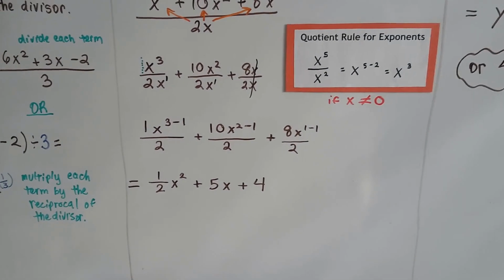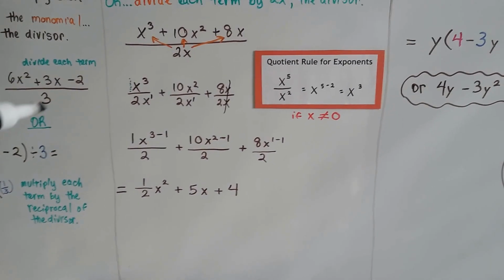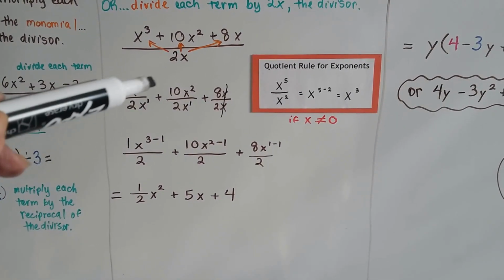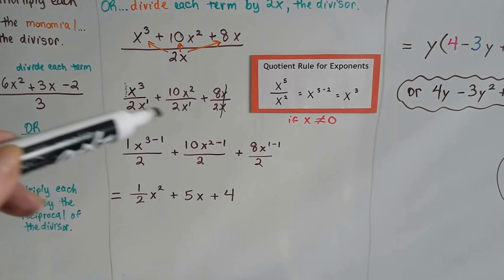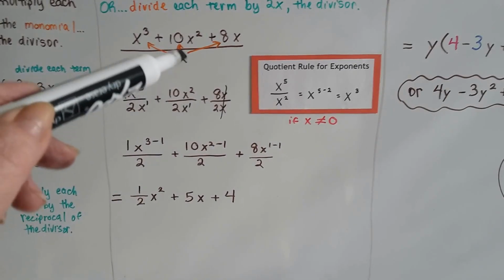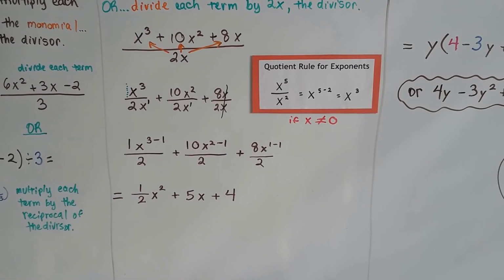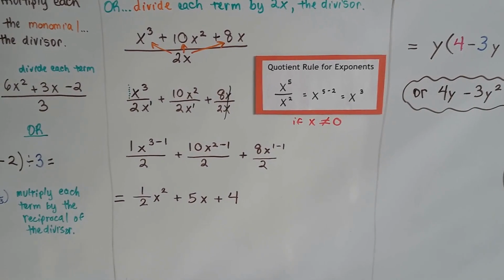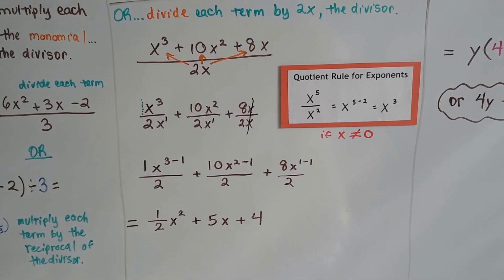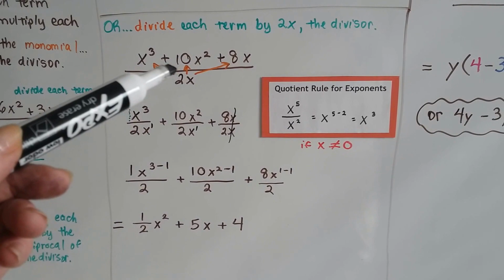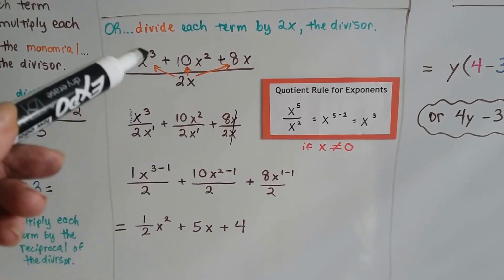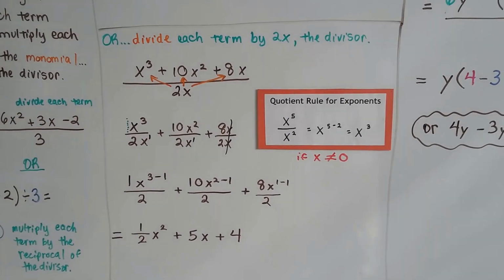Just remember the quotient rule for exponents, okay? And if it helps you to break each one apart and put the 2x underneath it, then do that. If you can do it this way, then you can do it that way, all right? Doesn't matter. Whichever is easier on your eyes and makes it easier for you to solve, okay? As you get really good at it, you won't need to rewrite it like this. You'll just be able to go like this and do it, okay?